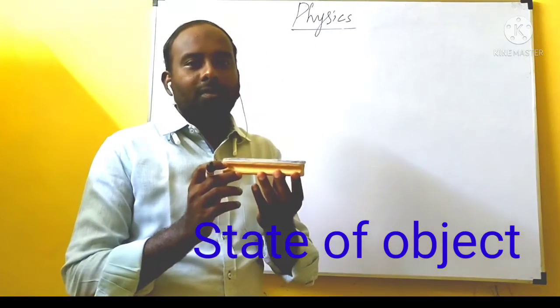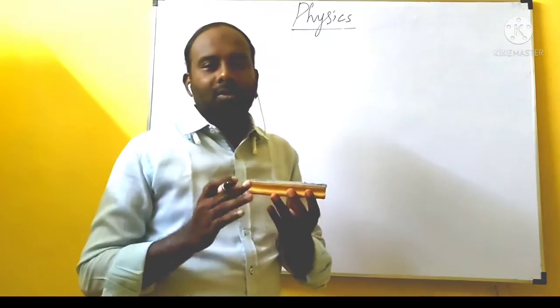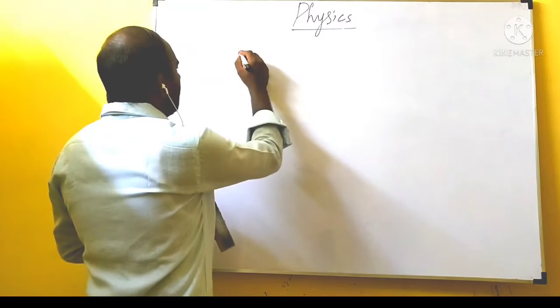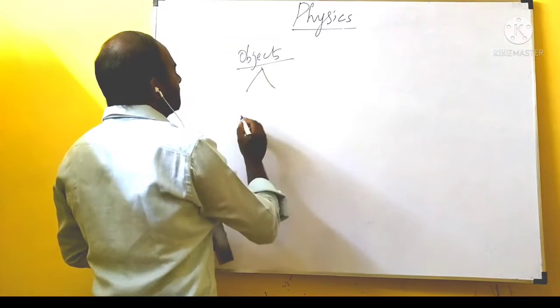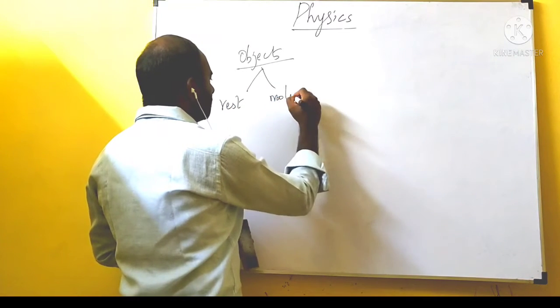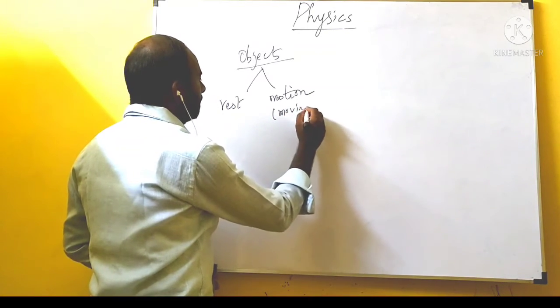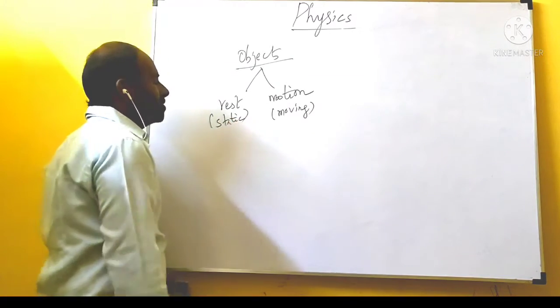Suppose I have a bicycle and it is moving, what can I say? The object is moving. So in physics, object states are of two types: one is at rest, another is in motion. Motion means moving. Rest means the object will be in a static state.